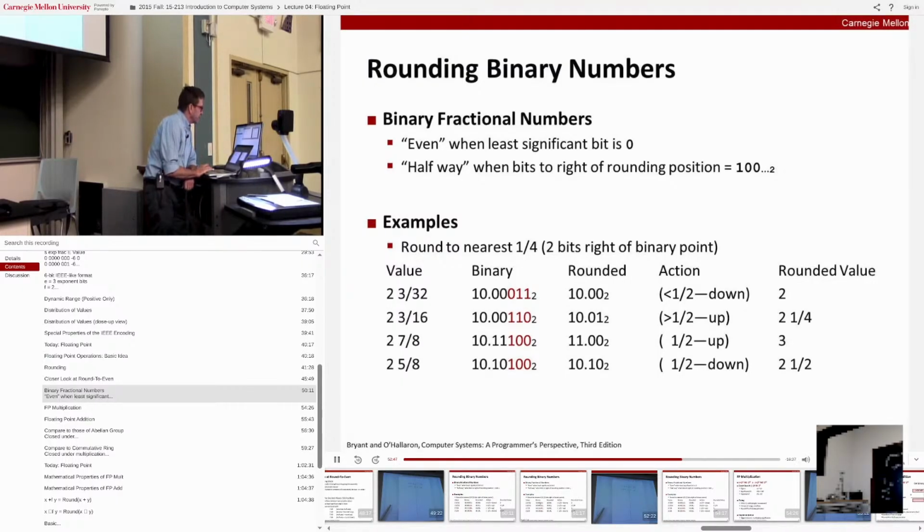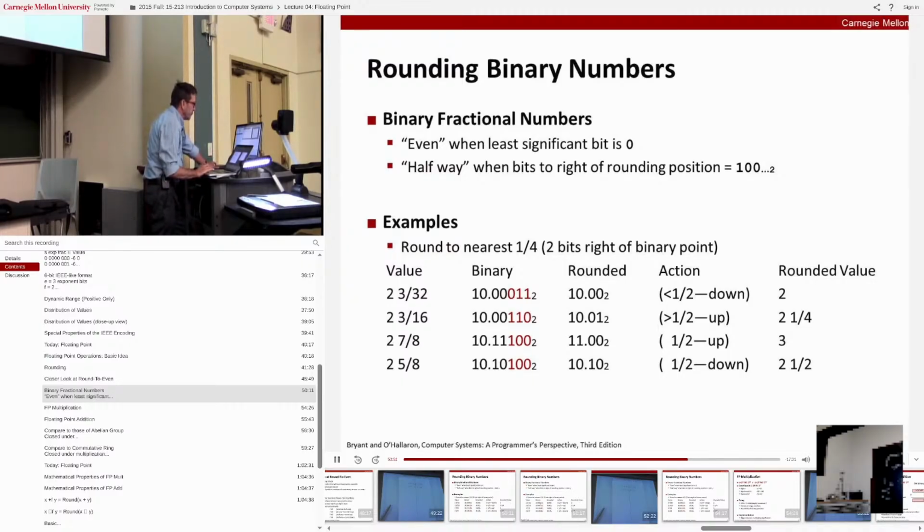Now let's look at 2 and 7/8. This is represented as 10.11100. Here's that halfway marker we were looking for: a 1 followed by all zeros. So this is exactly halfway, and we have to round to the nearest even number. We can't just truncate, because that would end in 0.11, which is an odd number. So we have to round up, by adding a 1 to this leftmost bit, and we end up with 11.00, which is 3. So the nearest rounded value to 2 and 7/8 is 3.